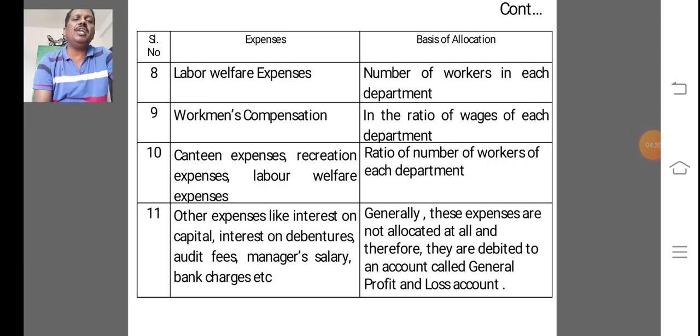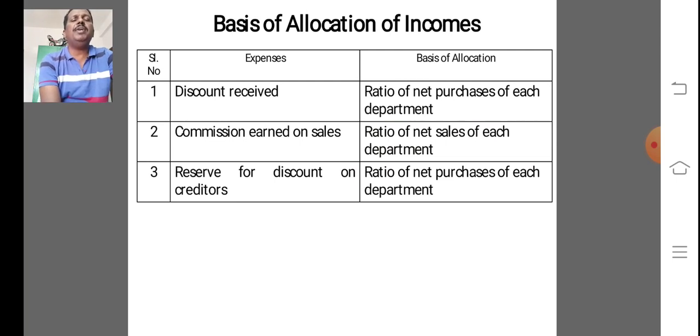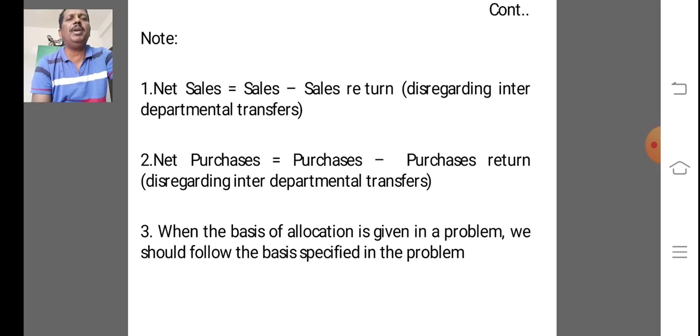And other expenses like interest on capital, interest on debenture, audit fees, manager salary, bank charges, etc. Generally, these expenses are not allocated at all, and therefore they are debited to an account called the general profit and loss account. And basis of allocation of incomes: discount received, ratio of net purchases of each department; commission earned on sales, ratio of net sales of each department; reserve for discount on creditors, ratio of net purchases of each department.